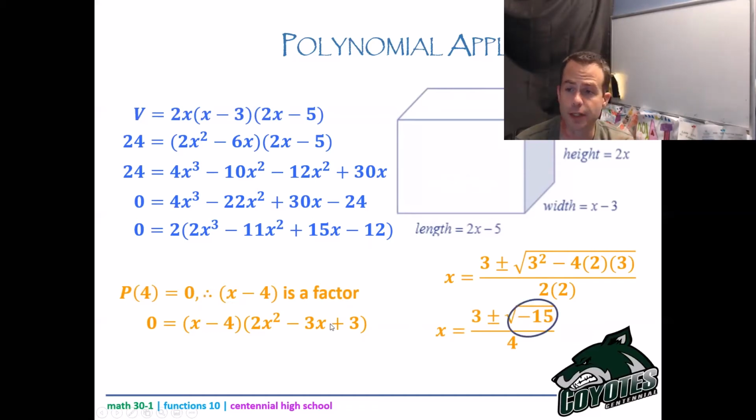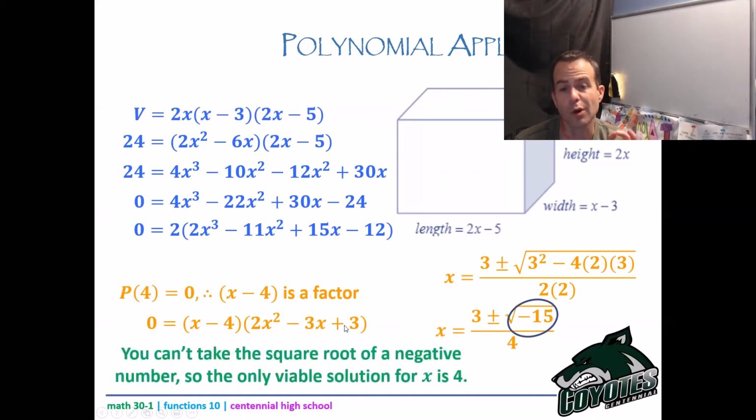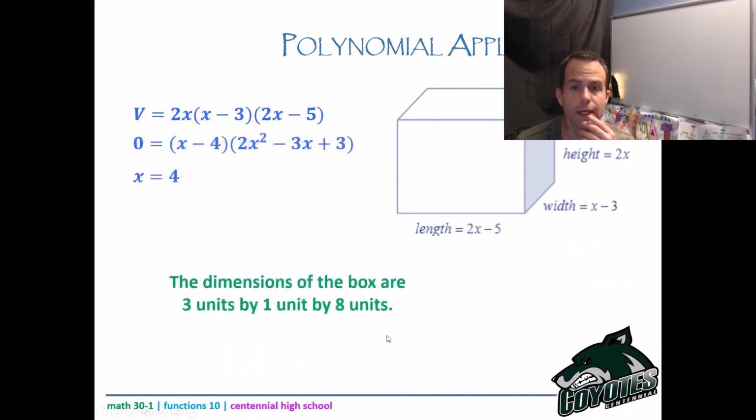So that tells me that this factor isn't going to bring me any further solutions. If that factor is not going to bring me any further solutions, then the only solution for x here is coming from this factor. And if x minus 4 equals 0, then x would be 4. The only viable solution for x is 4. Now, it did ask me for the dimensions. So now that I've established that x equals 4, I have to conclude the dimensions of the box. To get that, I'm just plugging in 4 to each of these original ones. So I've got 3 units, 1 unit, and 8 units.